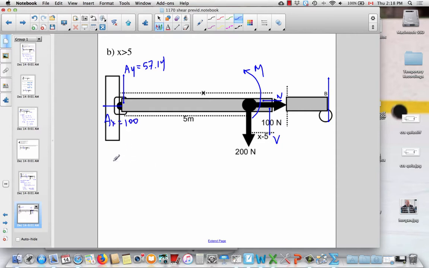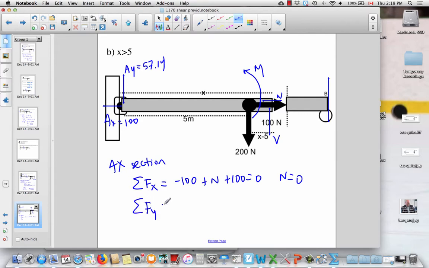Okay, so let's apply again to the AX section just the equilibrium of this piece. You could do the other piece and you'll get exactly the same answer. So, X forces. What have we got? We've got 100 to the left. We've got tensile force to the right, but we've also got the 100 to the right, this point force here. Solving that, we see there's no tension at all in this part of the structure. It's zero. Okay, how about the shear force? We've got upwards AY, we've got downwards 200, and we've got downwards shear force.